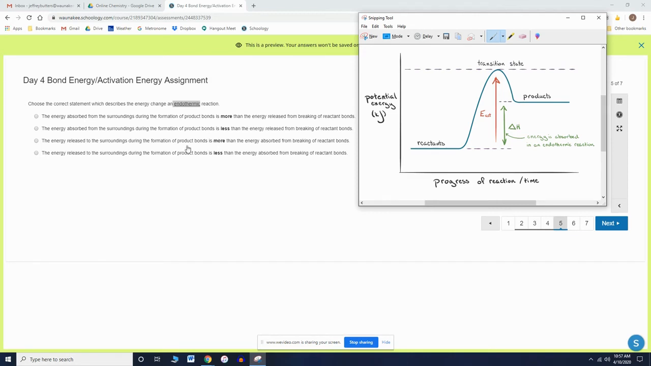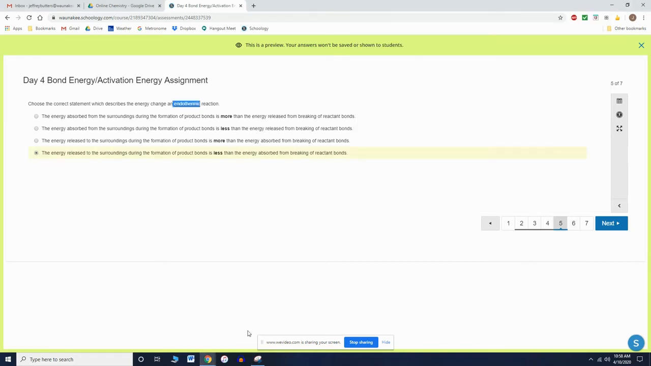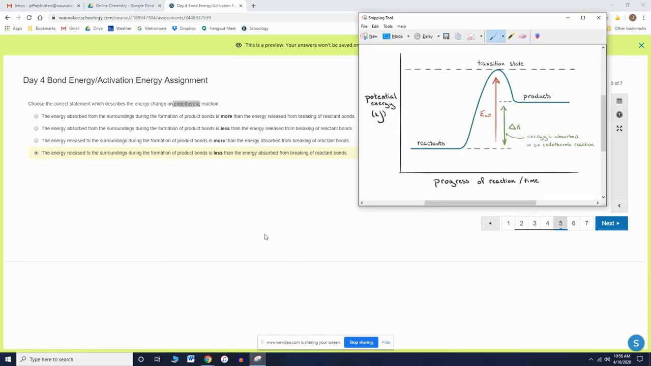In endothermic reactions, the energy released when product bonds form is less than the energy absorbed when the reactant bonds break. This is the correct option because it's the only option that talks about energy absorption and release correctly while also making the correct comparison for an endothermic reaction.